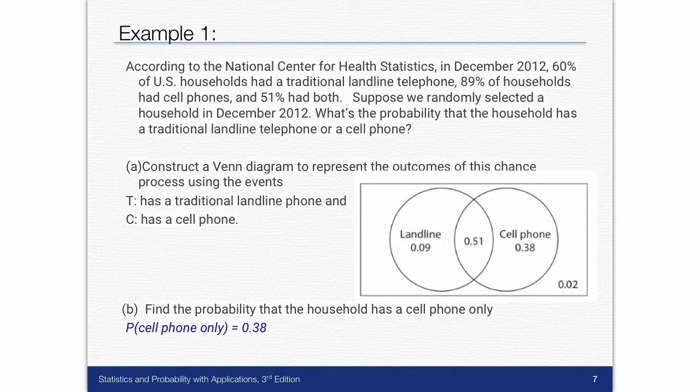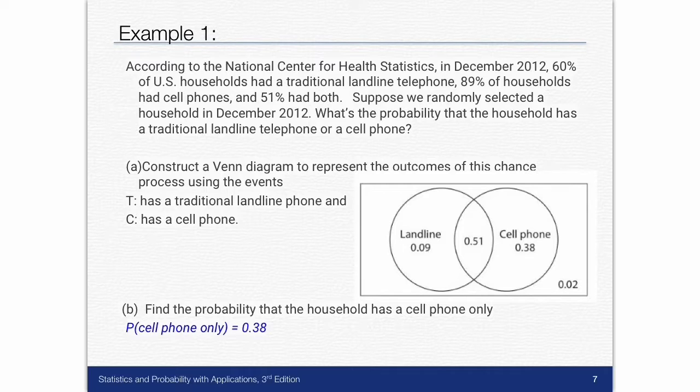So here's a type of problem you'll see. According to the National Center for Health Statistics in December 2012, 60% of U.S. households had a traditional landline telephone, 89% of households had cell phones, and 51% had both. Suppose we randomly selected a household in December 2012. What's the probability that the household has a traditional landline telephone or a cell phone?